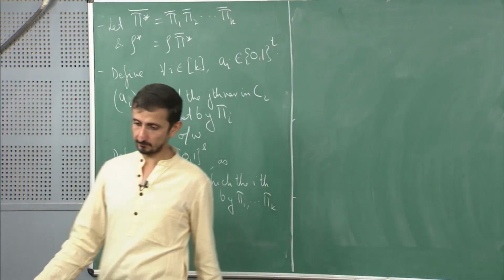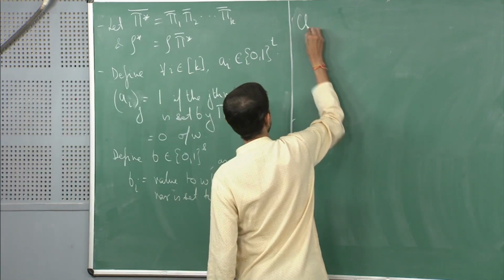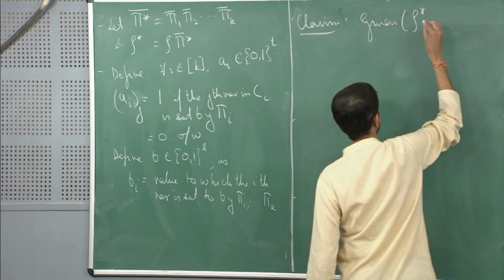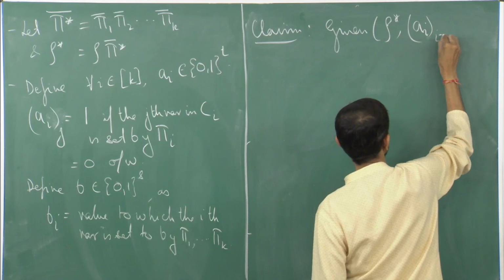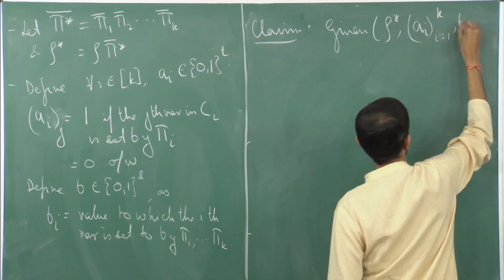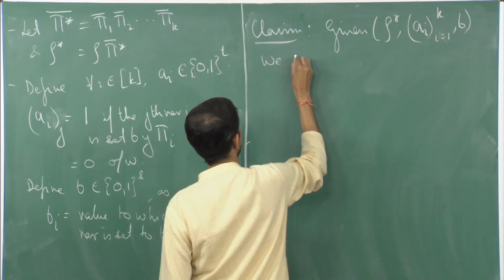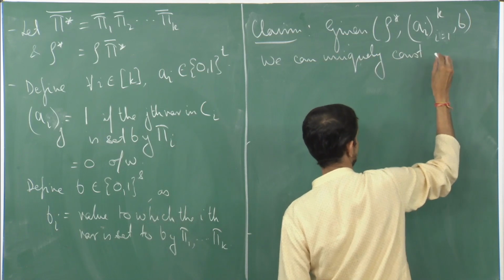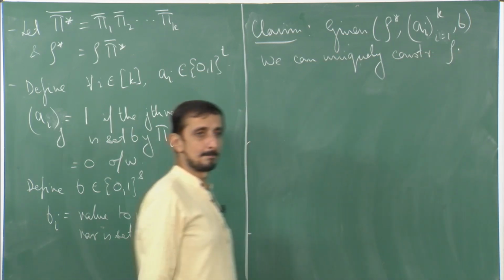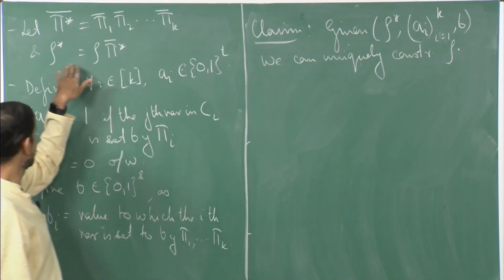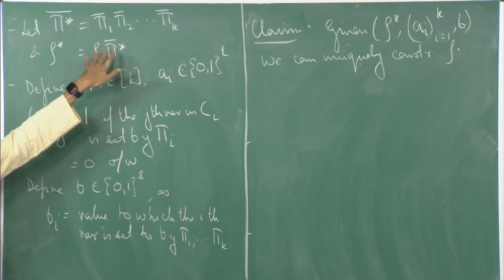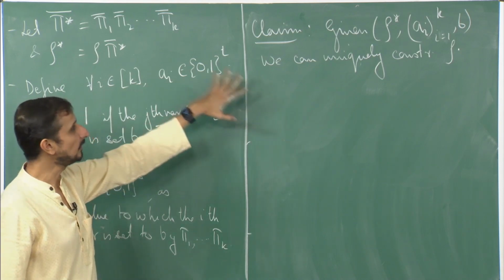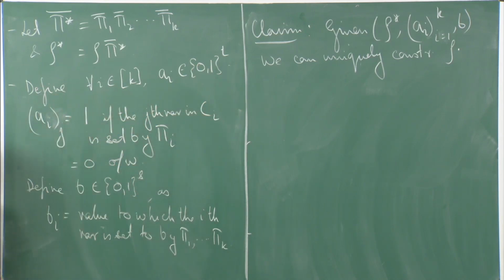And lastly, we will talk about the size. So claim: given rho star, these a i's, i going from 1 to k, and b, we can uniquely construct rho. So if I am given this rho star, that is rho pi star bar, and these strings a i's and b, then I can uniquely construct my function rho. And not just rho, we will show that we can actually get all of these pi i's and pi i bars as well from this.